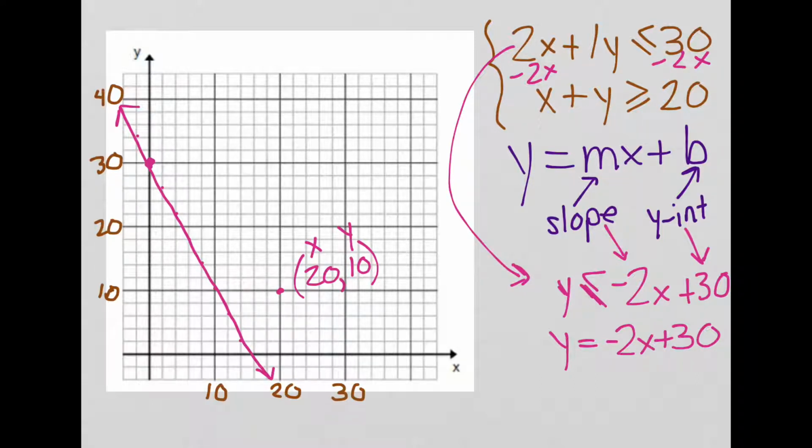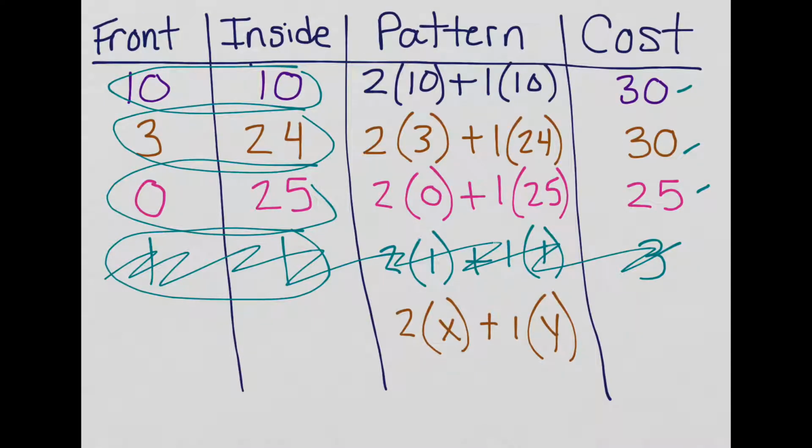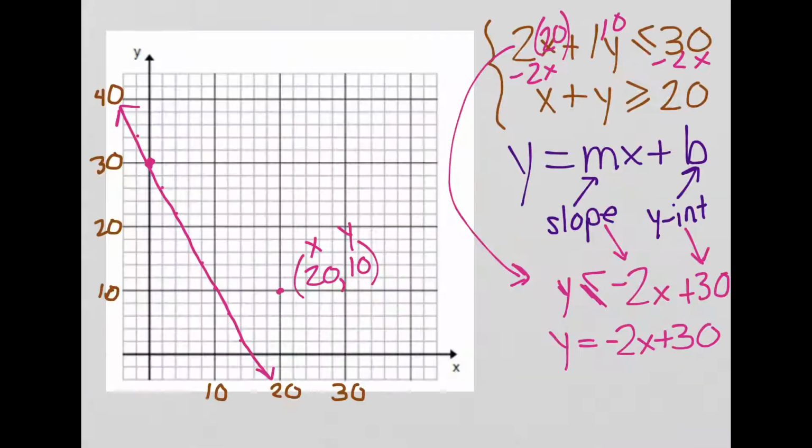And I'm going to plug in a 20 instead of the x and a 10 instead of the y. Or in other words, I want to put into this table right here 2 times 20 plus 1 times 10. I've replaced the x with a 20 and the y with a 10. So how much money is this? Well, 2 times 20 is $40 plus 1 times 10, which is $50. Hey, we don't have $50. So that point right there is not a solution, because that would be spending more than $30.